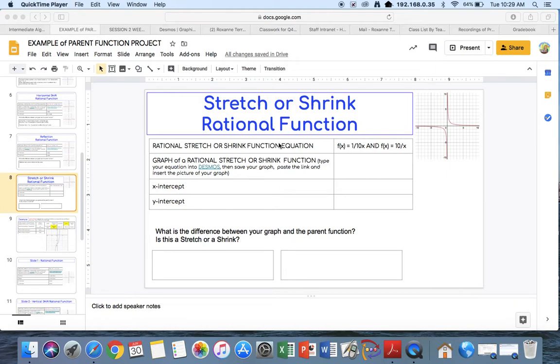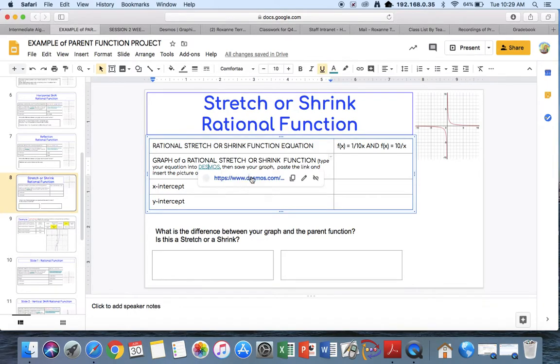You are going to determine whether this function is shrinking or stretching. So I have given you two different examples here. One is a stretch, one is a shrink. So let's look at those. The first one's f of x equals 1 divided by 10 times x.